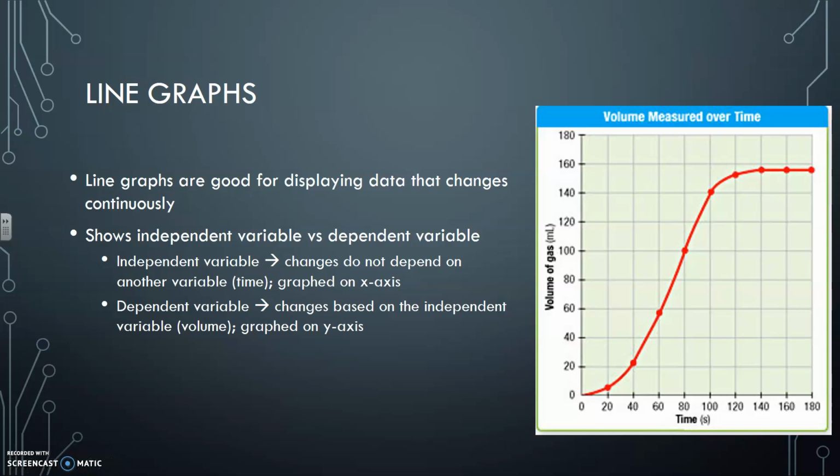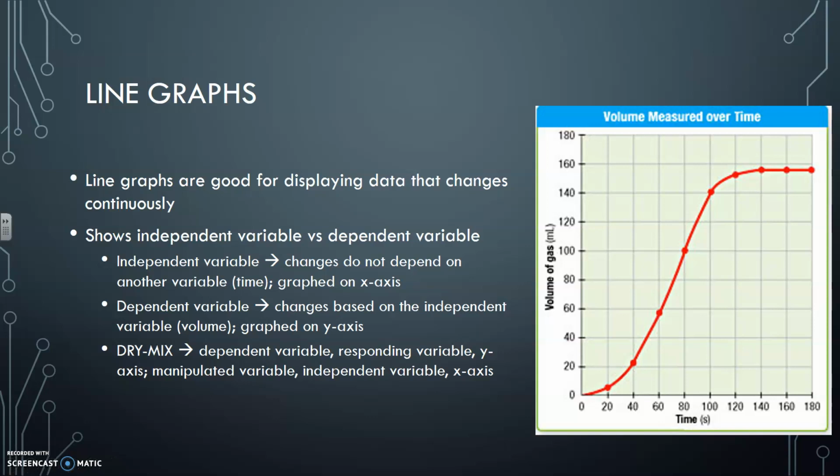Dependent variables are the ones that will change based on the independent variable. So the independent variable is what you are changing or what changes on its own. The independent variable is what you're actually measuring in your experiment. So in this case, over time, the volume of this gas is increasing. So you're keeping track of the time as it's continuously going on, and then you're measuring the volume of the gas.